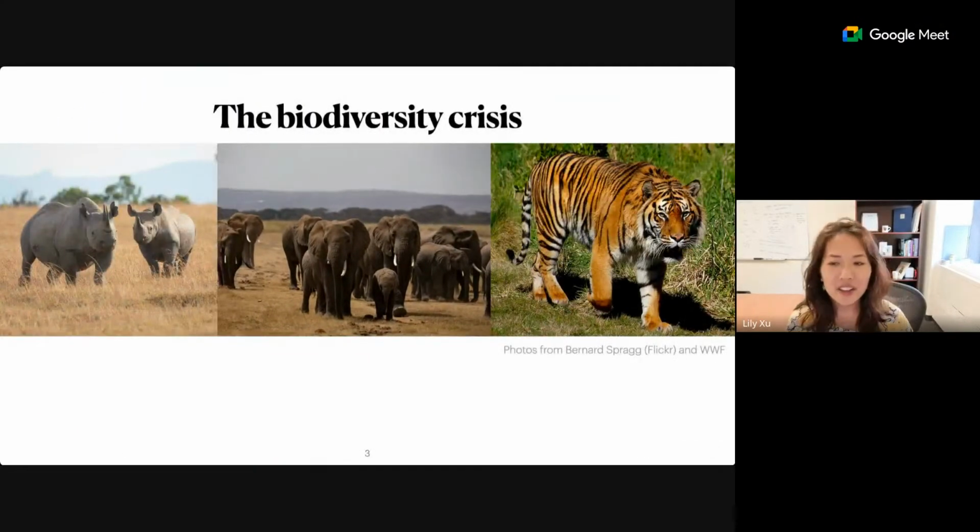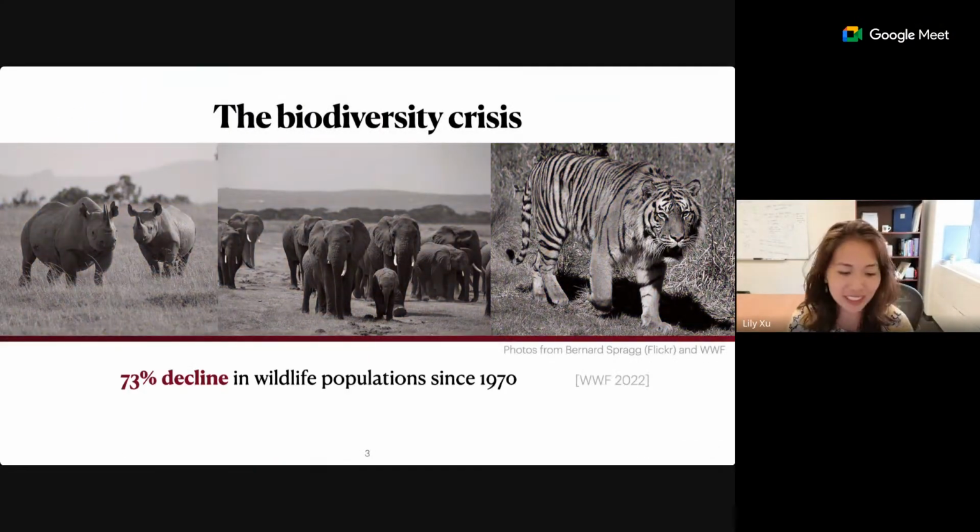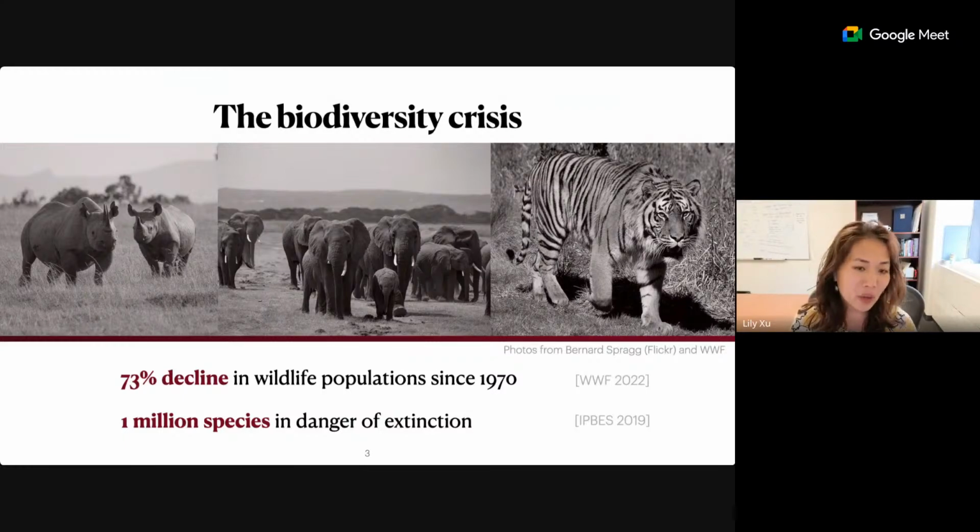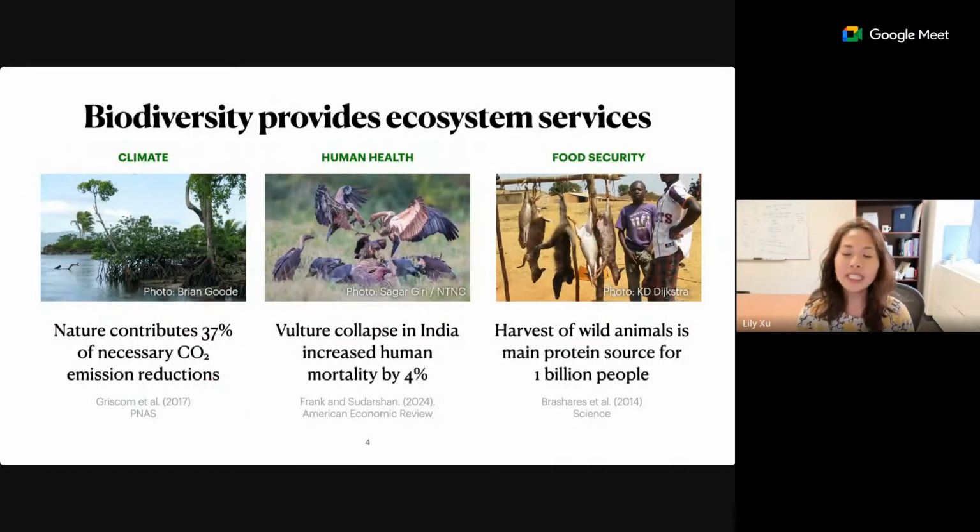I'll focus today on the biodiversity crisis, and just a few statistics to get a sense of this problem. We've experienced a 70% decline in the average population of mammal species in the last 55 years. There's currently an estimated 1 million species in danger of extinction out of only 8 million species on this planet. So it's a very large-scale problem. And biodiversity, aside from helping with climate mitigation, is also an essential factor for human health and food insecurity. So really, these are interlocked challenges.